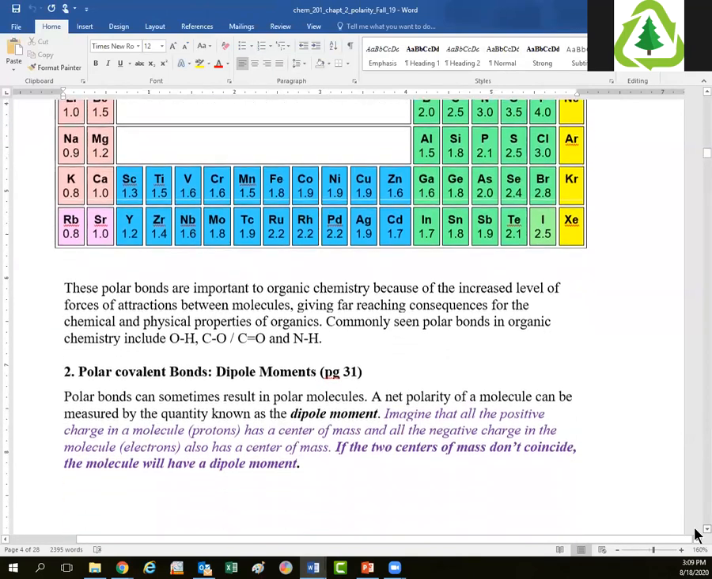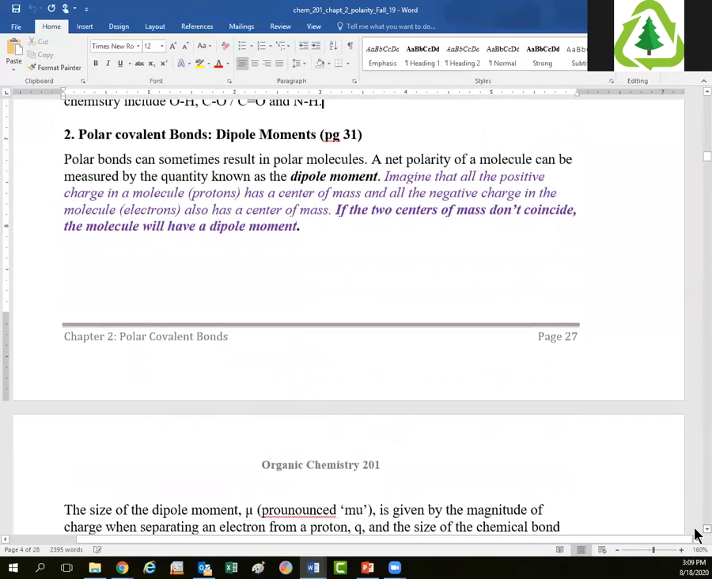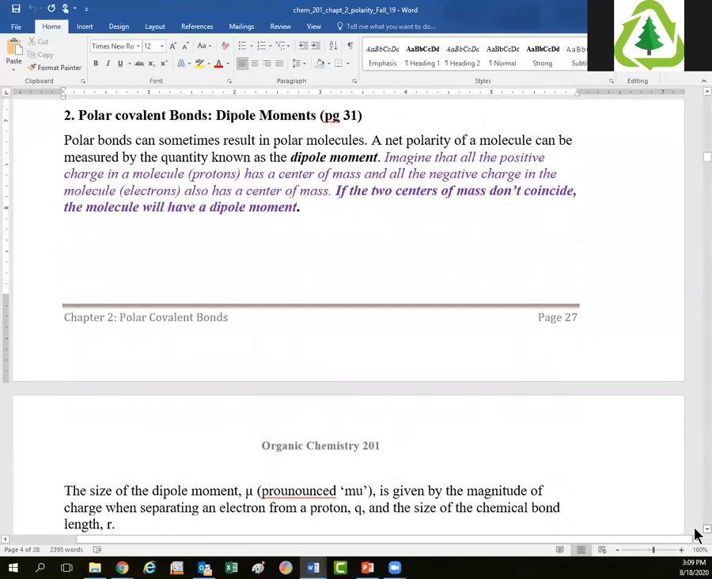So these polarities often lead to a dipole moment in the molecule. Basically, a fancy way of saying we've got a separation of positive and negative charge in the molecule. You can imagine that all the positive charge has mass, that charge coming from the protons, and all the negative charge has mass, of course that's coming from the electrons. If the two centers of mass for positive and negative don't coincide, then we've got a molecule with a dipole moment.